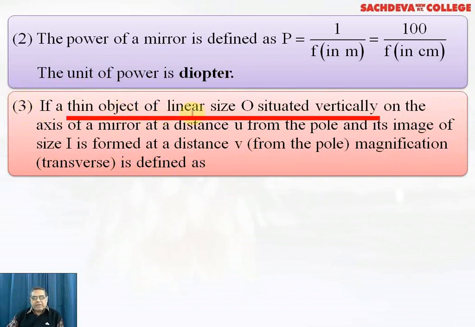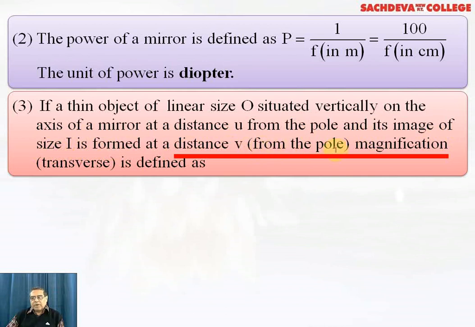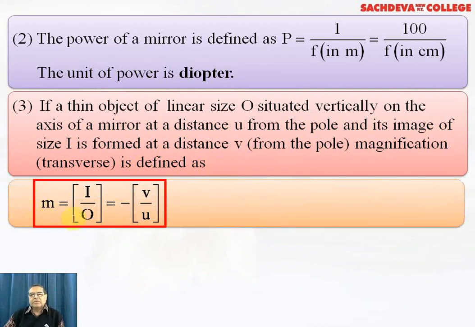If a thin object of linear size O situated vertically on the axis of the mirror at a distance u from the pole, and its image of size I is formed at distance v from the pole, the transverse magnification, that is perpendicular, is defined as the ratio of image size to the object size, or the image distance to the object distance. v is the distance of image, u is the distance of object, I is the size of image, and O is the size of object.